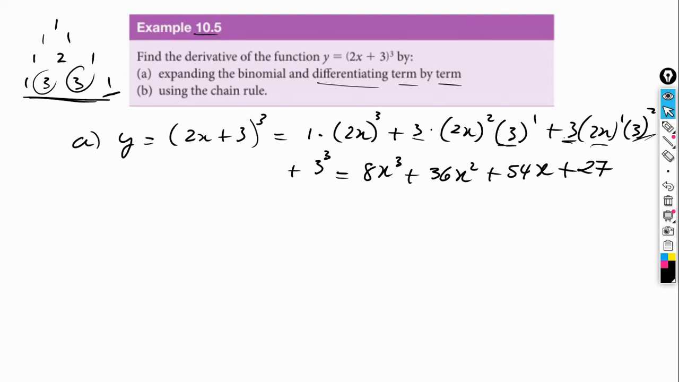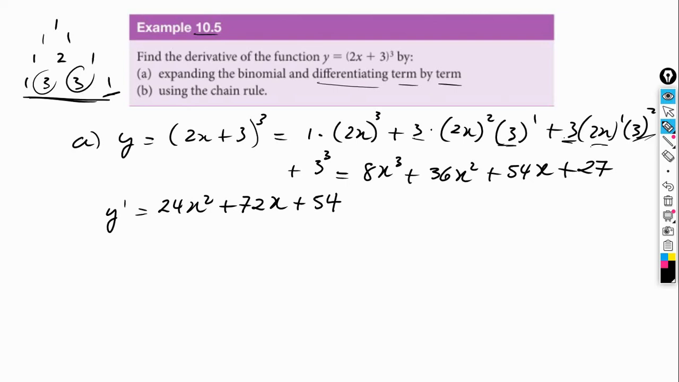So now we do the derivative. So what would be the derivative of this? So the derivative would be 3 times 8, that's 24x squared, plus 2 times 36, 72x, plus 54.